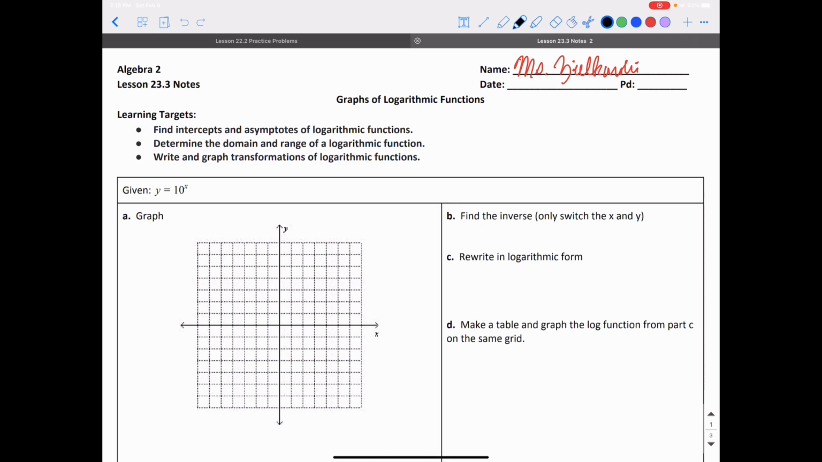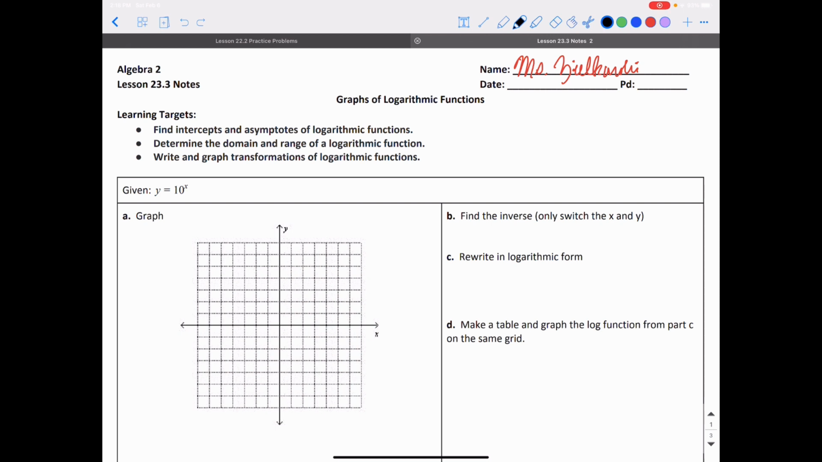In this video, we're going to talk about graphing logarithmic functions. Our learning targets for this video: we're going to find intercepts and asymptotes of logarithmic functions, which we already did a little bit. We're going to determine the range and domain of logarithmic functions, and we're going to write and graph transformations of logarithmic functions.